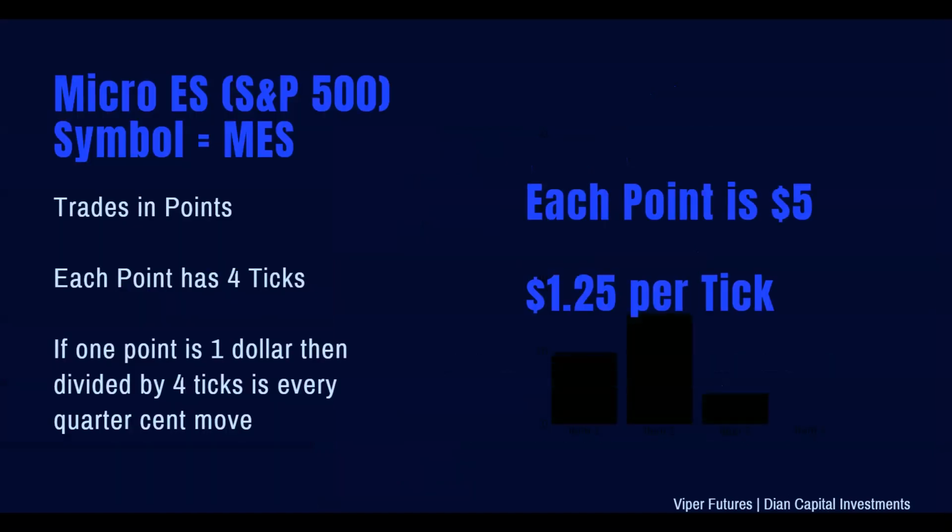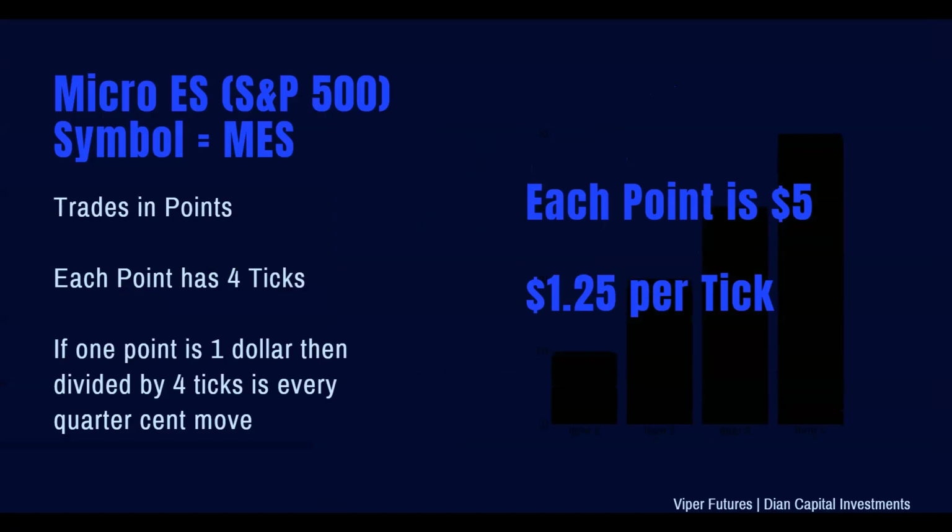Okay, so let's talk about the micro ES. The symbol for it is MES. It trades in points of $5 a point. Each point has 4 ticks. For you newcomers, be patient about it. You'll get this down once you get it down. It's so simple. For you pros, you could skip through this stuff. This is a foundation course for the guys and gals that want to learn. So please excuse yourself. Again, they trade in points. Each point has 4 ticks. If one point is $1, then divided by 4 ticks is every quarter-cent move.